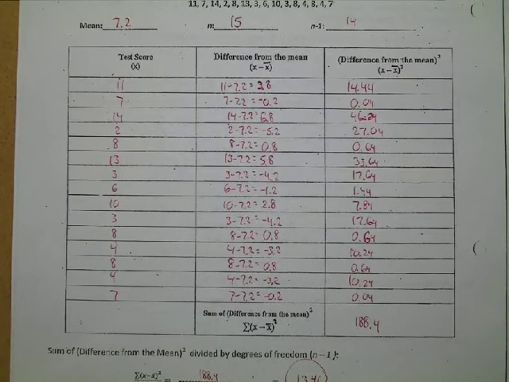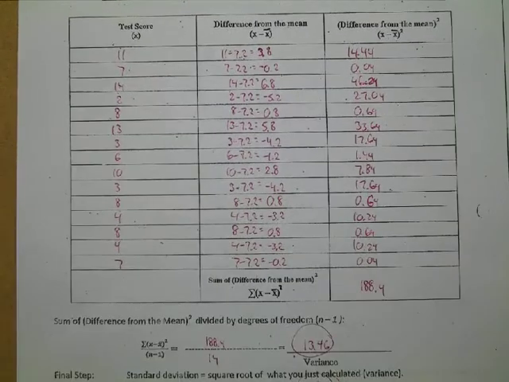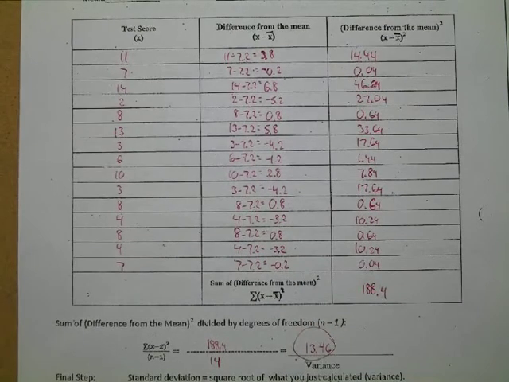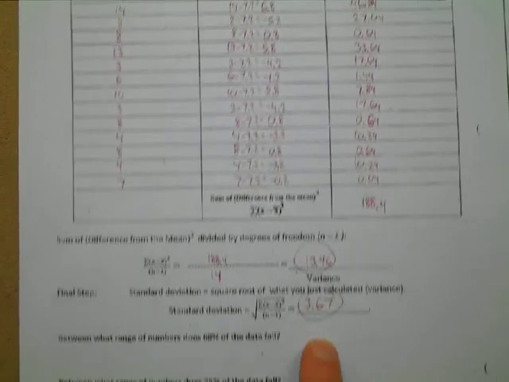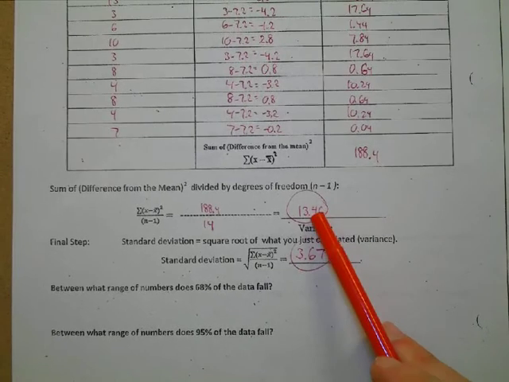Okay, so you add up all those squares, and you get 188.4, or I got 188.4. Is that what everyone else got? Okay, you take that sum, you divide by the degrees of freedom. That is n minus 1. So 15 is the number of data points. So 15 minus 1 is 14. So you're going to divide by 14. And you get your variance of 13.46. That's an approximation, I rounded there. Okay, and then you square root your variance, and you get your standard deviation.